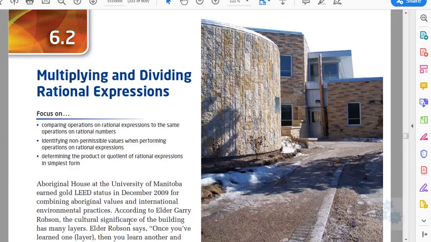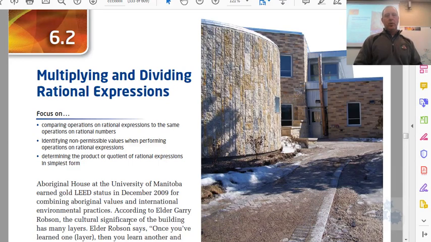All right, so this lesson, Pre-Calculus 20, we are talking about multiplying and dividing rational expressions. So, last section, 6.1, we talked about simplifying rational expressions and working with individual rational expressions: to factor, to divide out common factors, to note restrictions on variables. And so in 6.2, we're actually going to start getting into operations with rational expressions. Multiplying and dividing is 6.2.